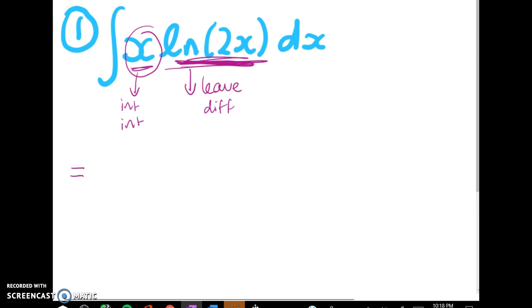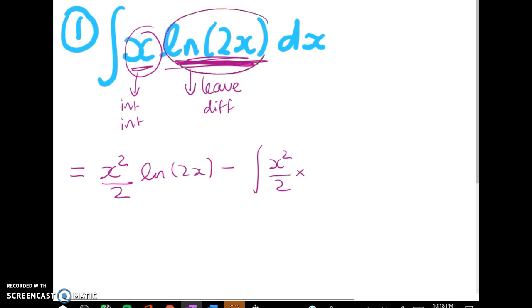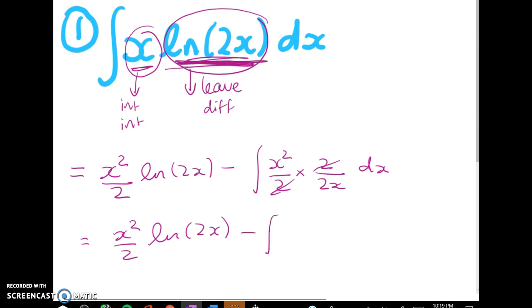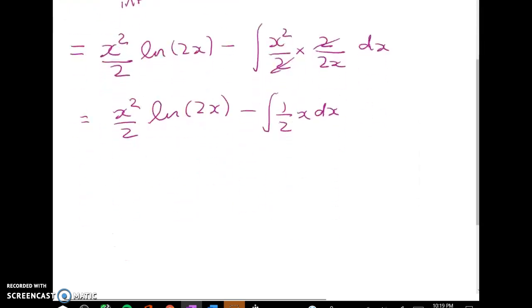Let's get started. So first we integrate the x and we get x squared over 2 and we just leave the natural log alone, minus the integral of the integrated x times the derivative of this, which is 2 over 2x by the chain rule. So that gives me x squared on 2 log of 2x minus, now what have I got here? Well, I'm going to write this out again. I've got a half x dx, giving me the first bit.